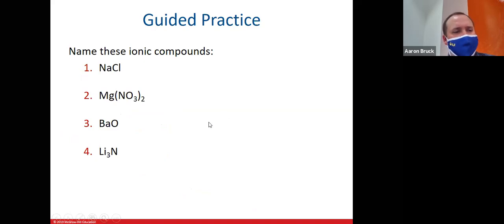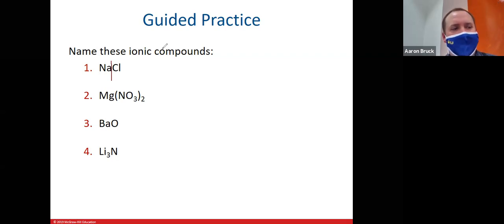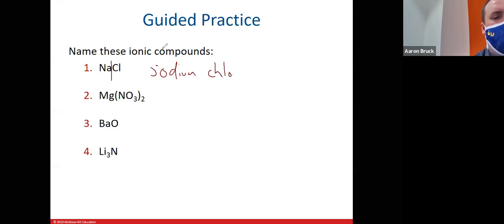So let's do some more examples here. In the first one, recognize that it's ionic. I've got a metal and a non-metal. I'm going to split it. Na is sodium. Cl is chlorine, which we're going to fix to chloride. So NaCl becomes sodium chloride.